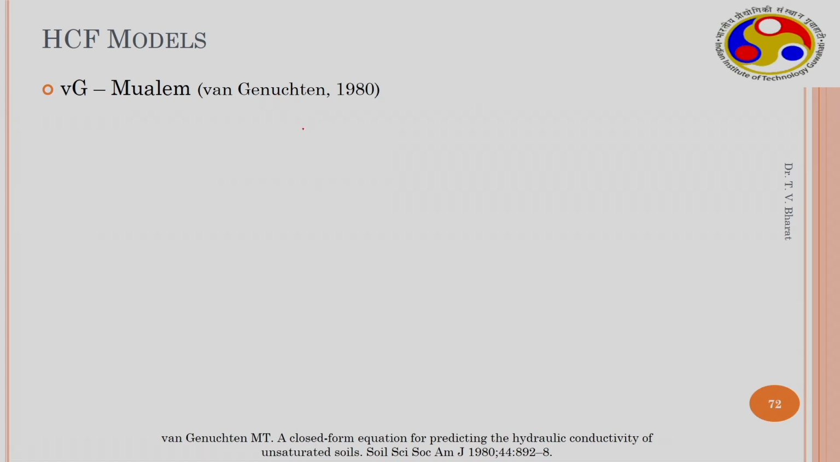So as we have seen, the function f of uppercase theta is equals to m times integral 0 to uppercase theta power 1 by m y power m minus 1 plus 1 by n times 1 minus y power minus 1 by n dy.